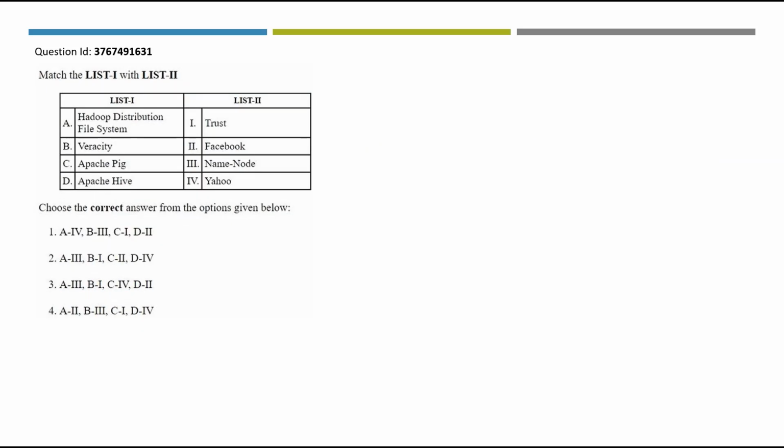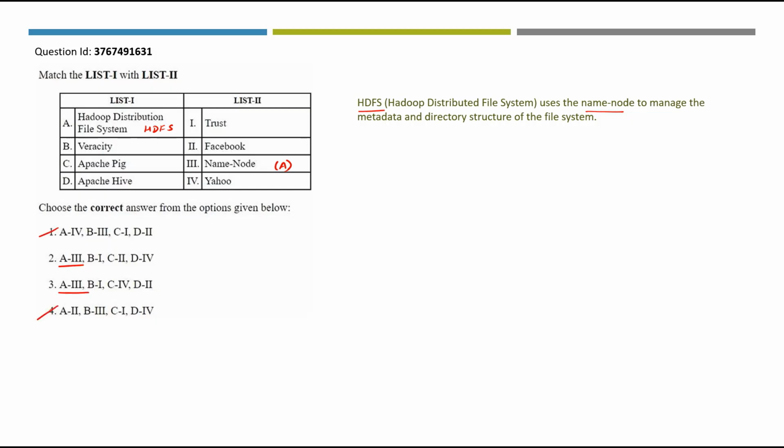Next question, match the list 1 with list 2. The terms in list 1 are from big data. Hadoop distributed file system. This is HDFS. What is the term in list 2 that is connected to Hadoop? Name node. A will be mapping to 3. Hadoop distributed file system uses the name node to manage the metadata and directory structure of the file system. So this is how we are connecting Hadoop file system and name node. A3 is available in 2 of the options, so we can rule out the other 2 options.